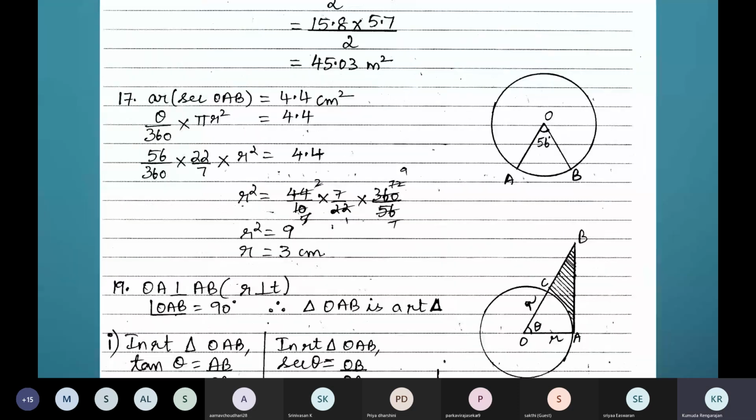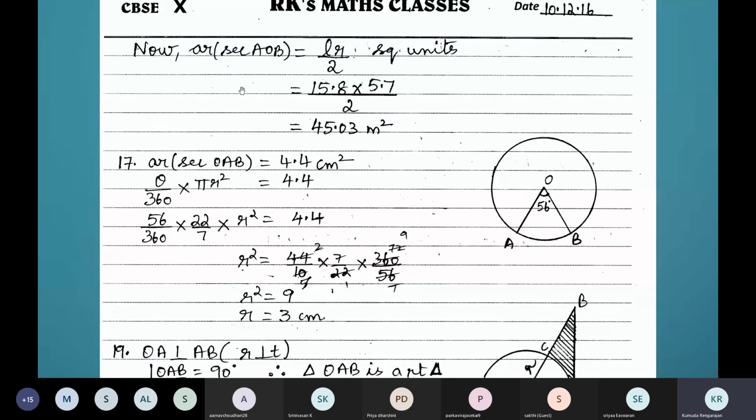Finding the length of arc, area of the sector. See, area of which sector? Area of that sector in which you have this arc, not some other sector. You have to find the area of the same sector in which we have this arc. So area of the sector AOB is equal to length of arc in that sector AOB into radius by 2.